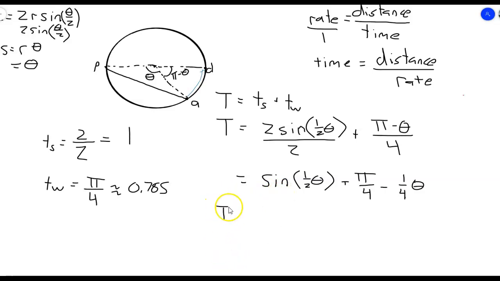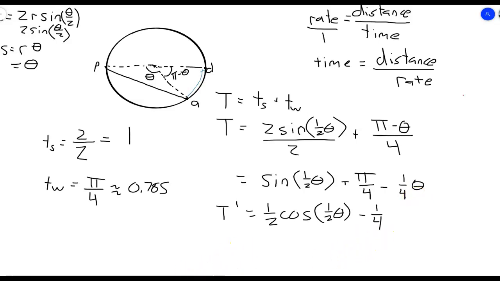So the derivative of this function here is going to be equal to, remember, it's the derivative of the outside times the derivative of the inside. So it's going to be 1/2 cosine of 1/2 theta. This is the derivative of the outside, and the 1/2 is the derivative of 1/2 theta with respect to theta. This will zero out, and then we're going to get just a minus 1/4, when we take the derivative of 1/4 theta with respect to theta.